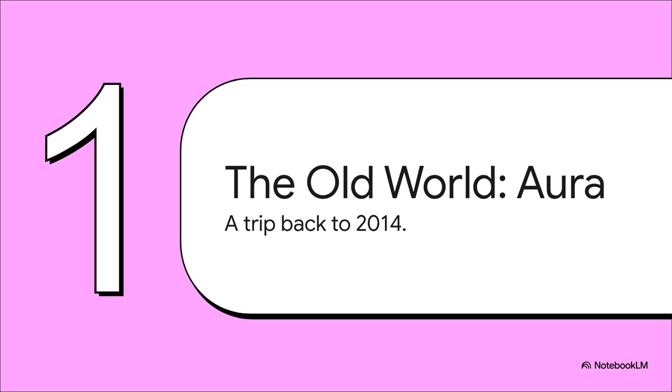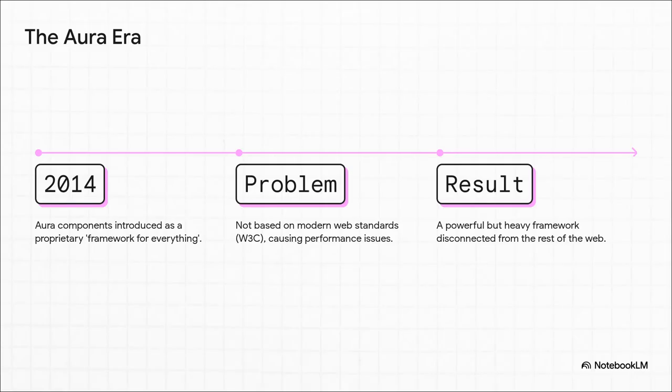All right, let's fire up the time machine and punch in the year 2014. The web was a very different beast back then, and Salesforce needed a way for developers to build rich, interactive user interfaces on the platform. Their solution? The Aura framework. Now, Aura was a huge step forward at the time. It was this all-in-one proprietary system for building UIs. But that was also its biggest weakness.